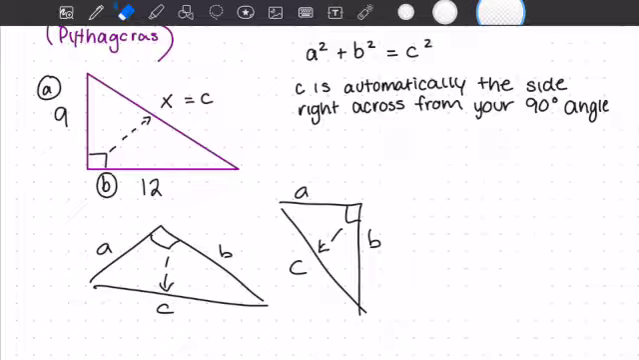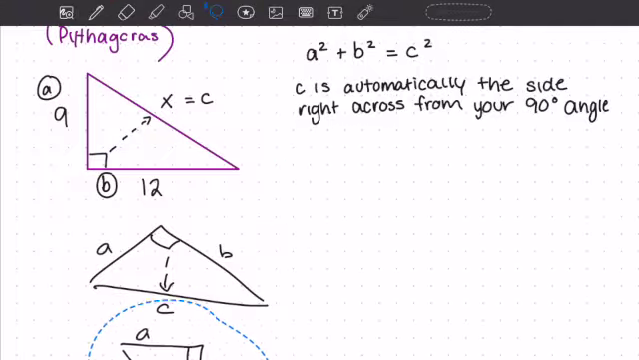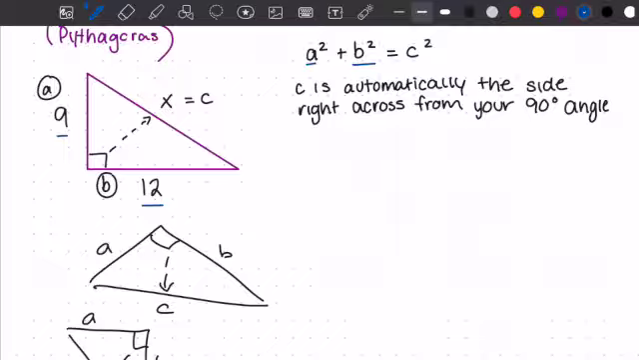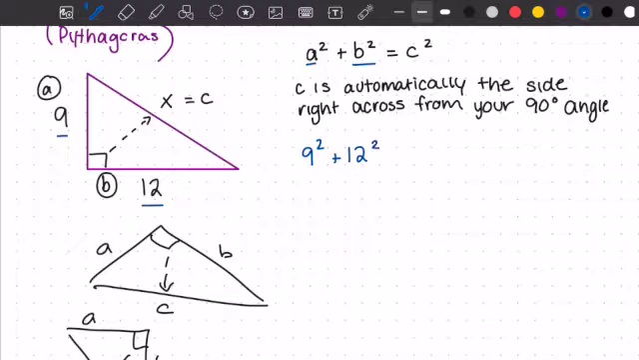Okay, let's solve for that first triangle here. I need to solve for my X, or my side C. So I'm going to plug in the information that I know, which is my 9 and my 12, and they're going to go into those spots there. My A, because I've listed that as 9, I'm going to have 9 squared plus 12 squared equals C squared.